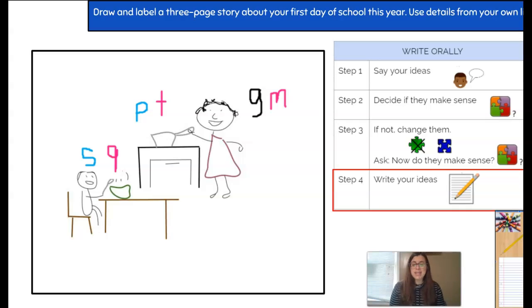I've also added the letter M because grandmom ends with the letter M.